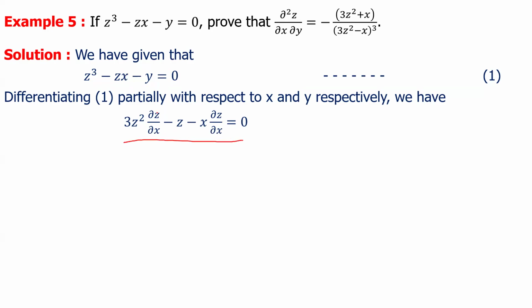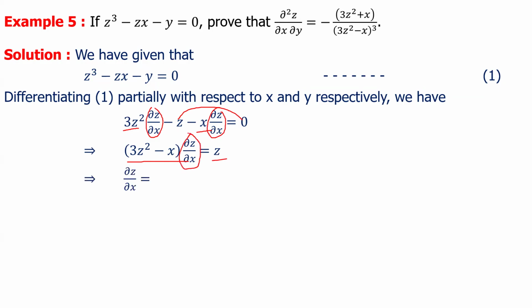Now we want to find out del z del x. So can we write like this? We have to write down this 3z square minus x, and del z del x we have taken as common. This minus z is transposed to the right hand side, so it will become plus z. So what is the value of del z del x? It is nothing but z upon 3z square minus x. So this is the value of del z del x.